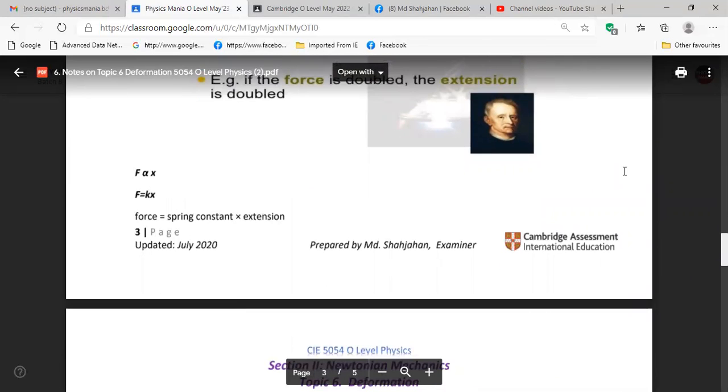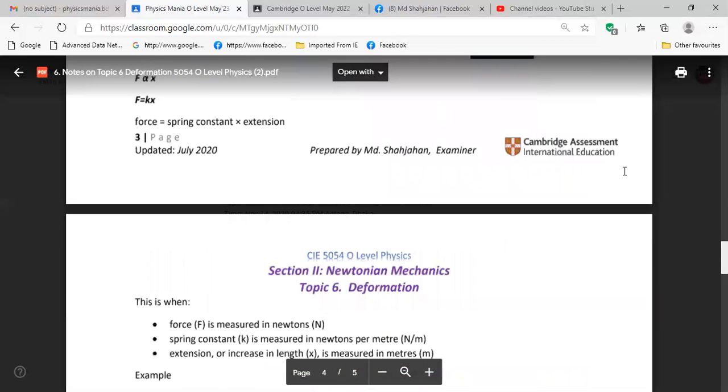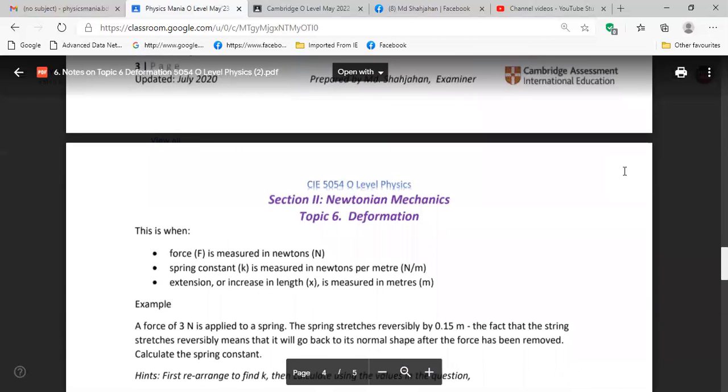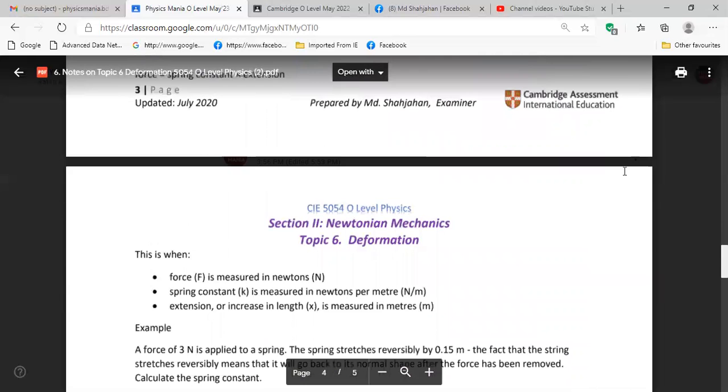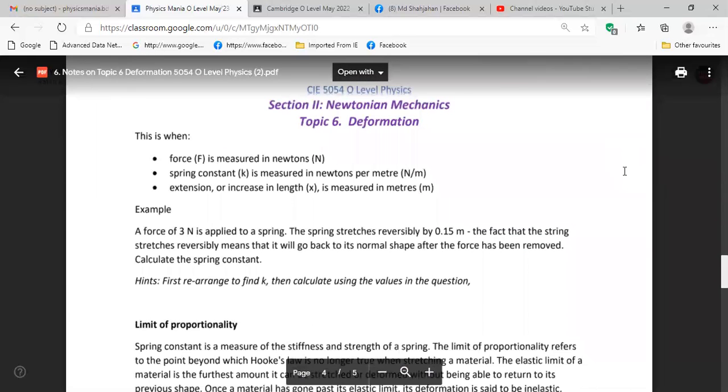Then we have the numerical expression of this law. That is, F is directly proportional to x, where x is the extension, and F equals Kx. So K is here the spring constant. We wrote here F is force, K is spring constant, and x is extension. So all the things are here.